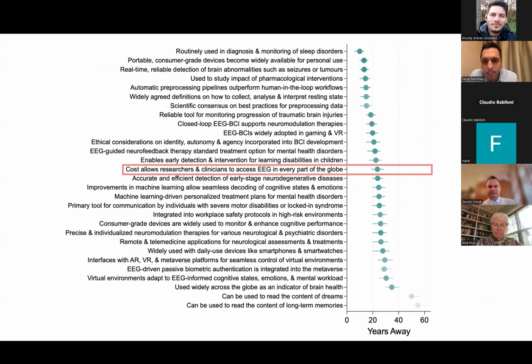And I'm just going to flag a couple of these, given that we are at the Global Brain Consortium General Assembly, just to give you a projection of where we are, how far away we might be.